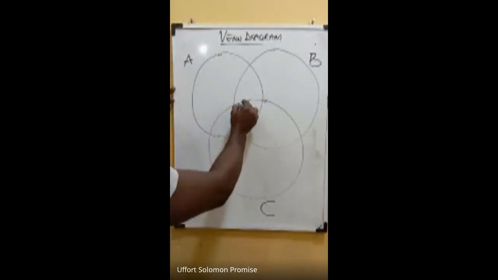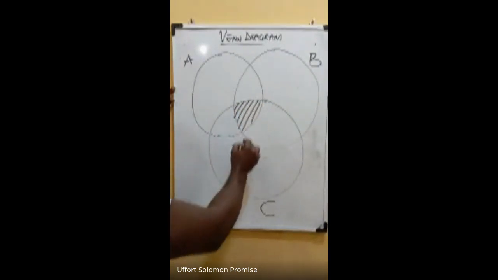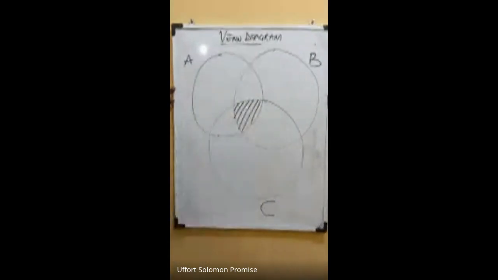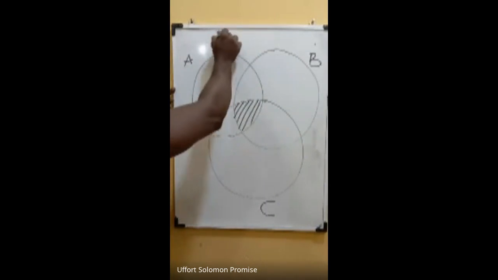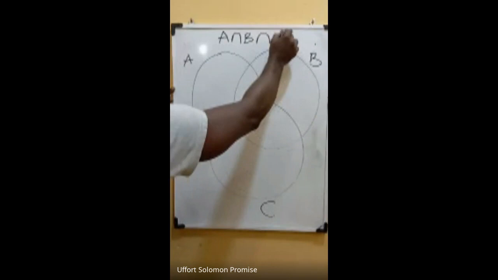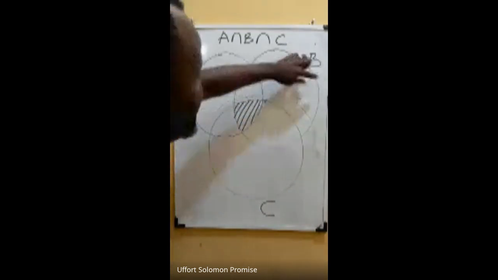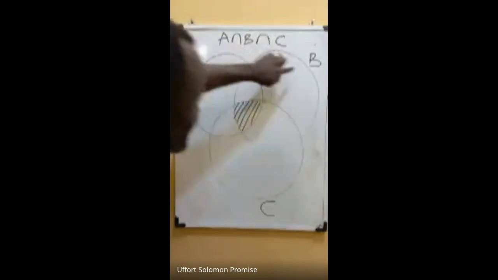This is the point where A intersects with B and also intersects with C. This is the point where they all intersect, A, B, and C. If you look at the circle very well. Now for A, this is the circle A. B, this is the circle B, the way I drew it now.